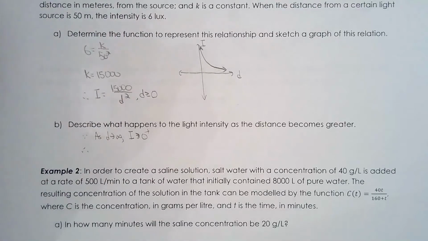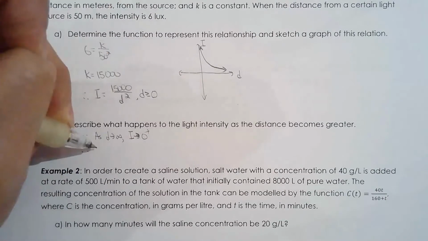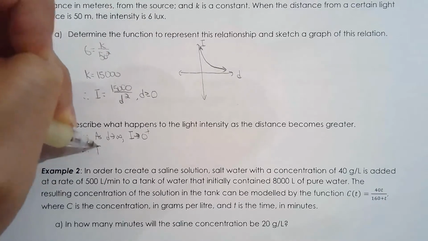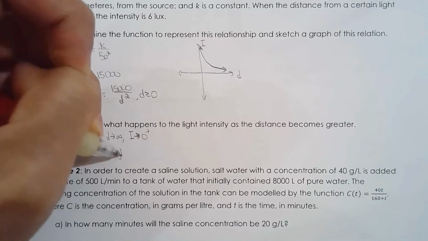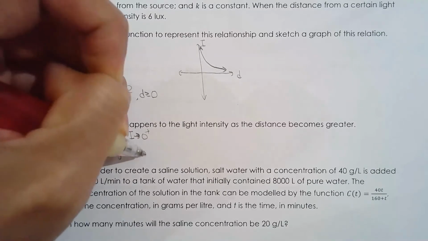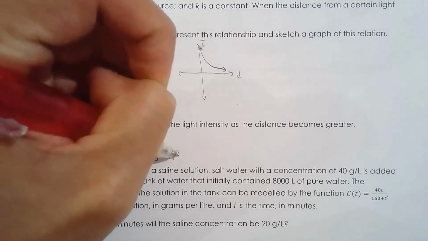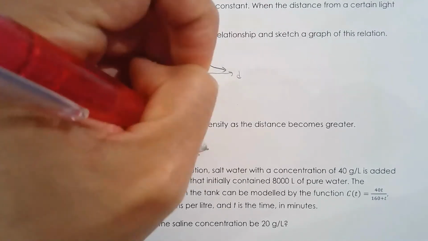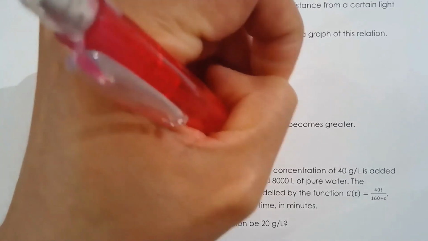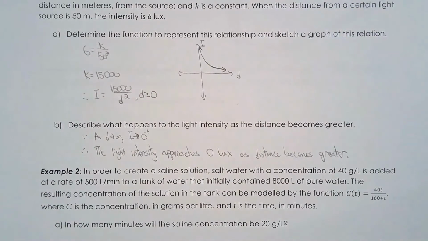Okay, so as distance approaches infinity, I approaches 0 from above. Therefore, what can we say? The light intensity approaches 0 lux as distance becomes greater.